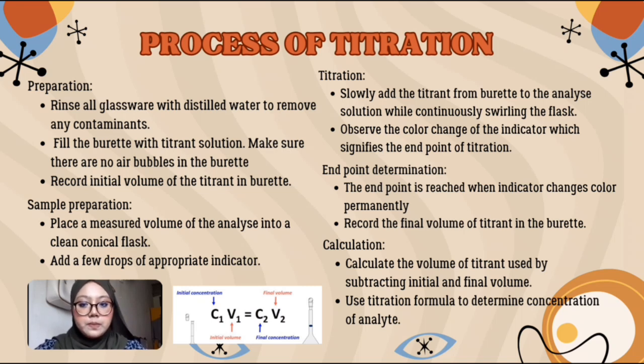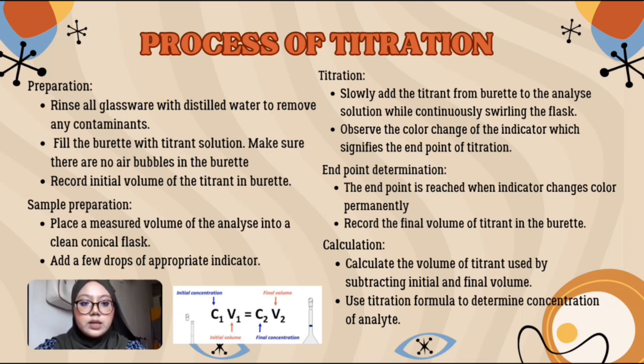Second, for the sample preparation, place a measured volume of the analyte into a clean conical flask. Then add a few drops of appropriate indicator. Then we have titration. First, slowly add the titrant from the burette to the analyzed solution while continuously swirling the flask. Then observe the color change of the indicator, which signifies the endpoint of titration.